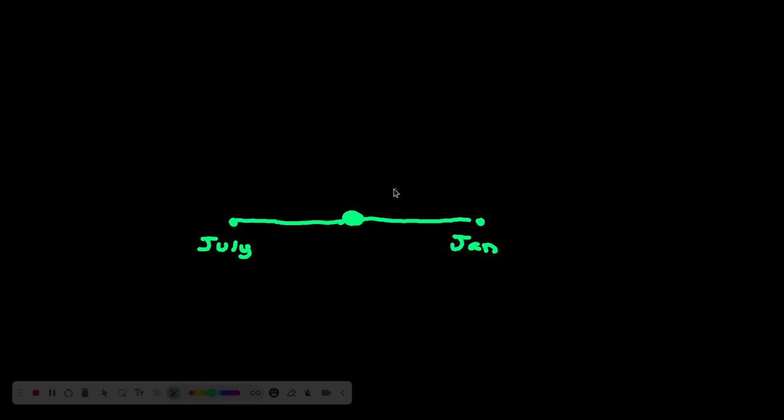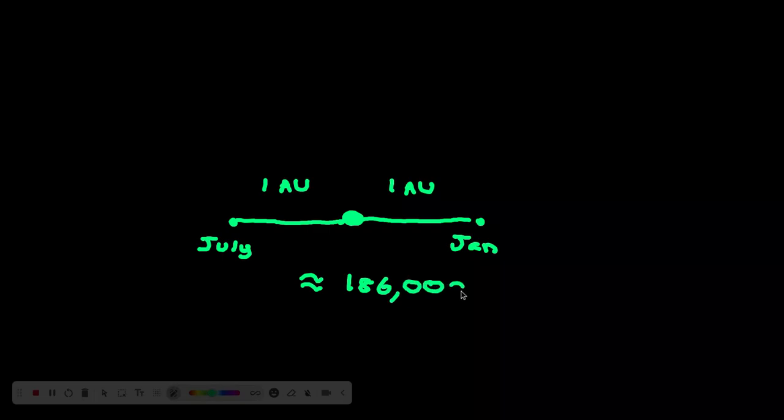So again, we said it's 1 AU. On both sides, it's 1 AU. So we're getting 2 AU, astronomical units. And that's about, we'll put it over here, 186 million miles.